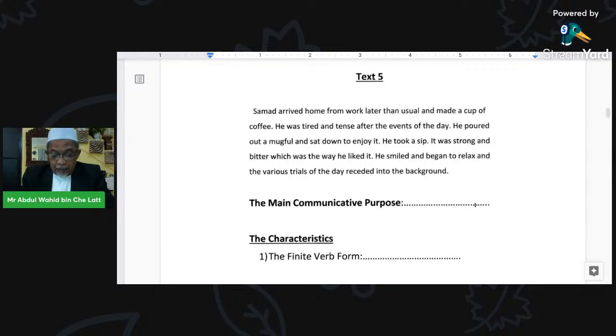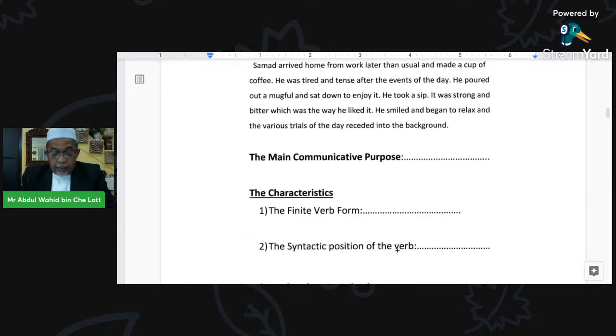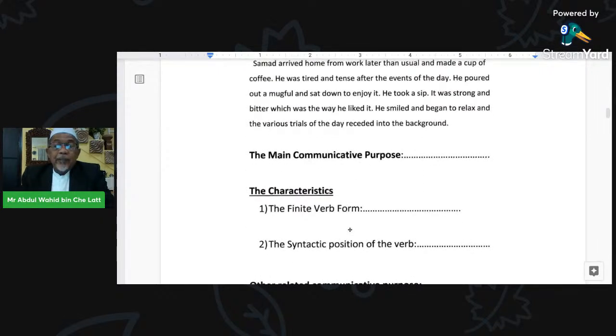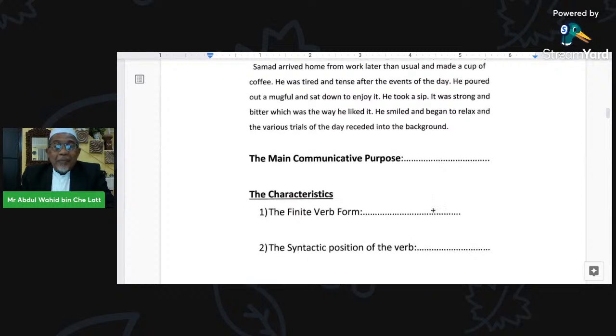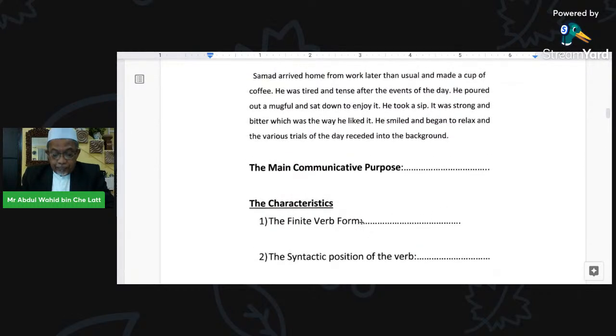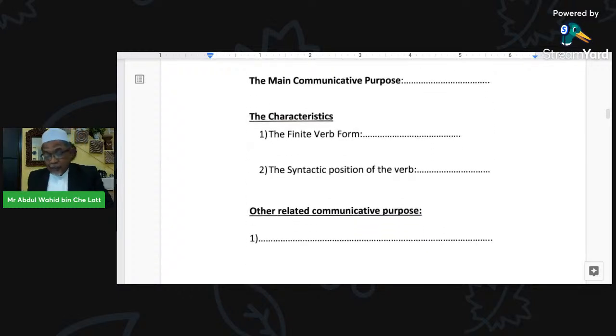The finite verb form is simple past tense, in brackets, dynamics. The syntactic position of the verb is the position after the subject. Ladies and gentlemen, to reinforce the above concept and prove that the criteria communicates a narration, let us look at Appendix 5.